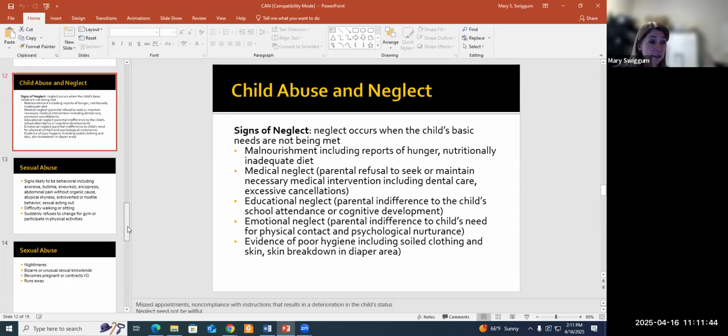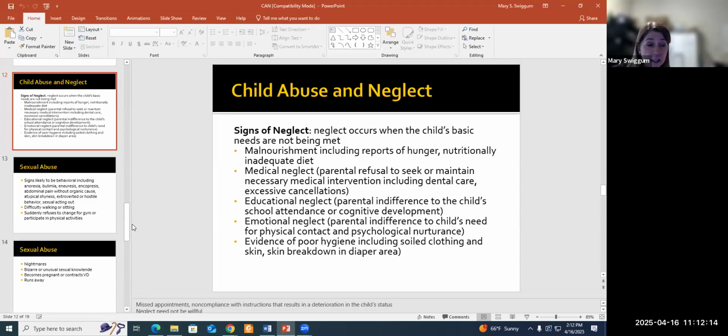What are the signs of neglect? Neglect occurs when the child's basic needs are not being met. We may see malnourishment, including reports of hunger, or eating a nutritionally inadequate diet. We may see medical neglect, where the parent refuses to seek or maintain necessary medical intervention, including dental care, or we may see excessive cancellations.